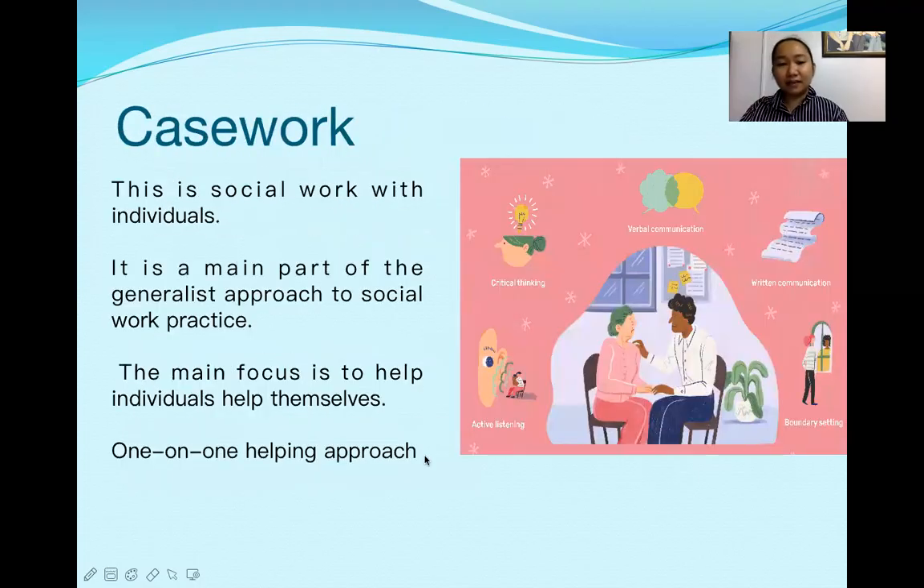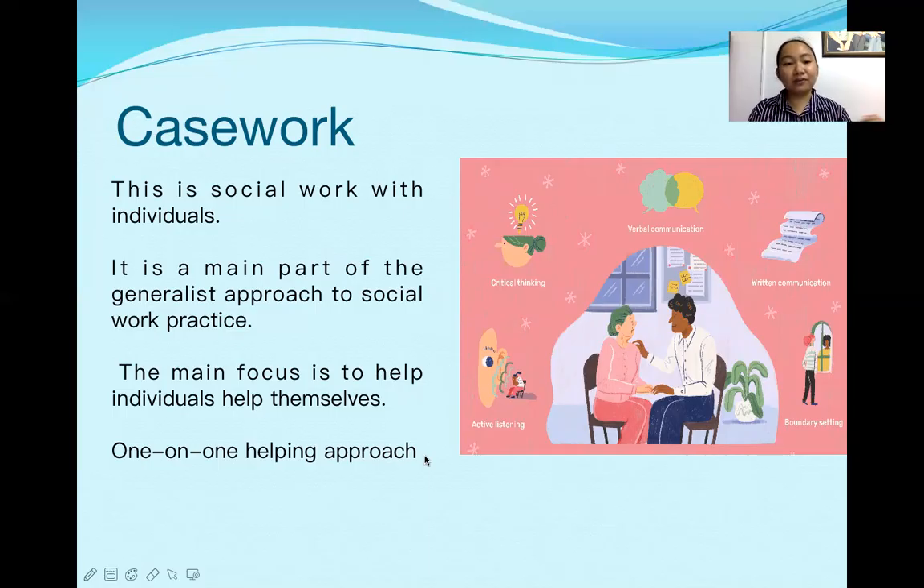So for this afternoon, we'll only be discussing casework and group work, and then I'll be discussing on Saturday the community organization. So casework refers to the social work with individuals. It is one-on-one helping approach.